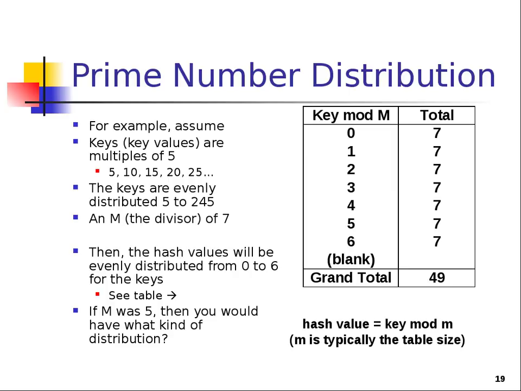25 mod 7? 4. 30 mod 7? 2. And then what's the next one? 35 mod 7? 0. Did we go through all the numbers there? 49 mod 7. Or did we skip 6? We missed 6. When does 6 show up?